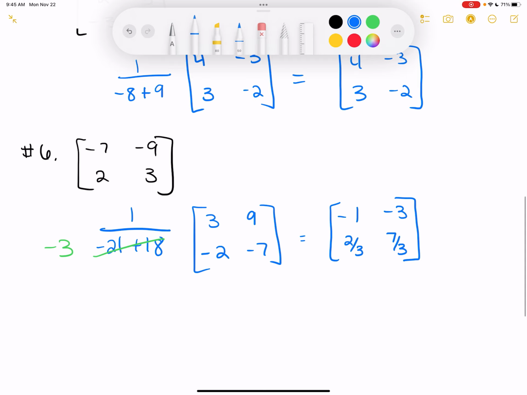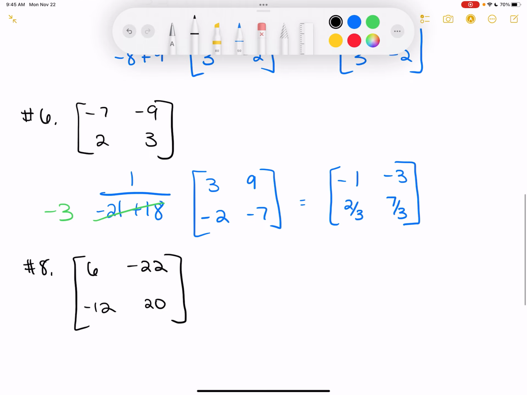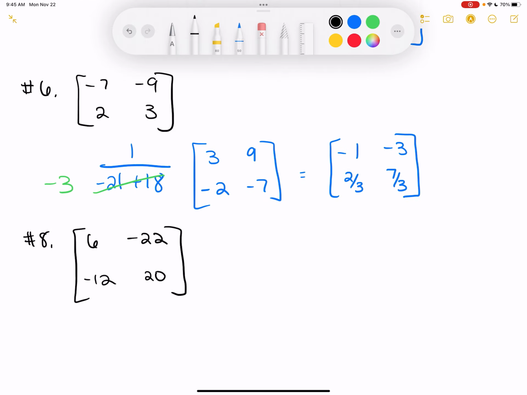Alright, I'm going to let you guys try the next one by yourself. Number 8, 6, -22, -12, and 20. I'll give you a minute or two to try that one.